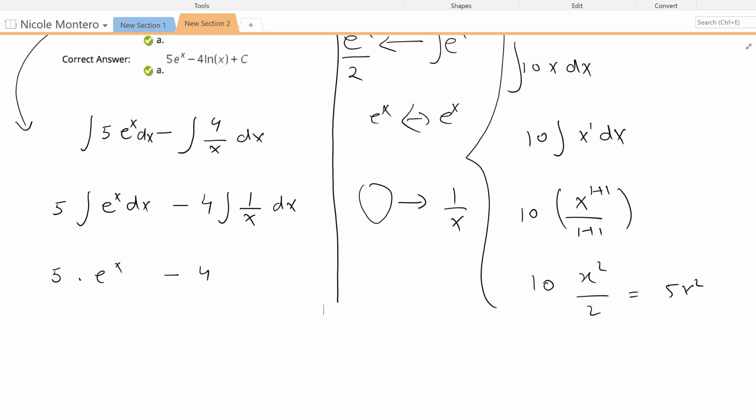Let me write it there. So the derivative of ln x is 1 over x. Therefore, the antiderivative of 1 over x is going to be ln x. So let me write d over dx. That's the standard way of writing it. D over dx means derivative of ln x.